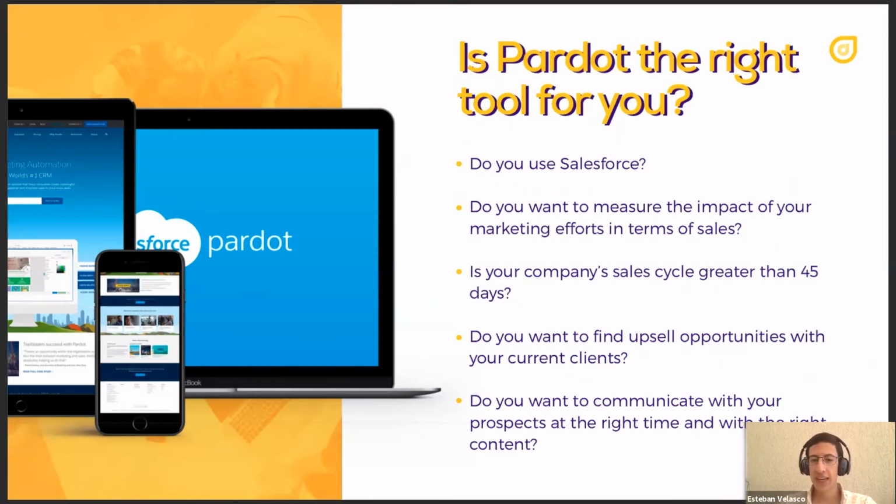Then another question that I ask is whether or not your company's sales cycle takes more than 30 days, probably 30 to 45 days. So basically, if you have a long sales cycle, one of the things that you need to take into account is that your prospects are probably also requesting information from competitors. So one of the things that you need to do is stand out throughout those days, just to make sure that when the decision time comes, people will think about you first.